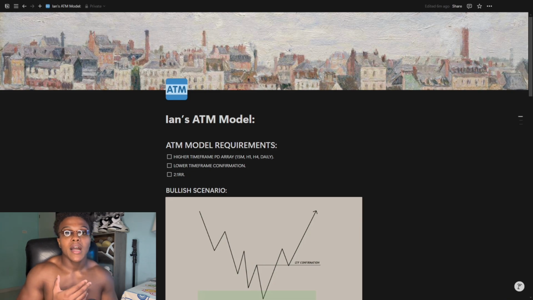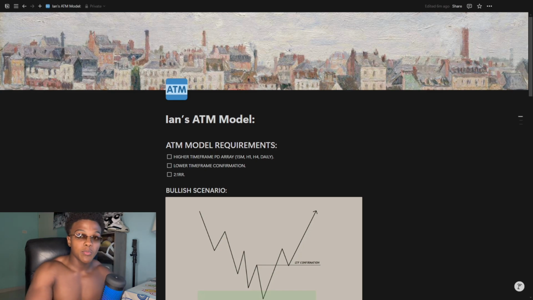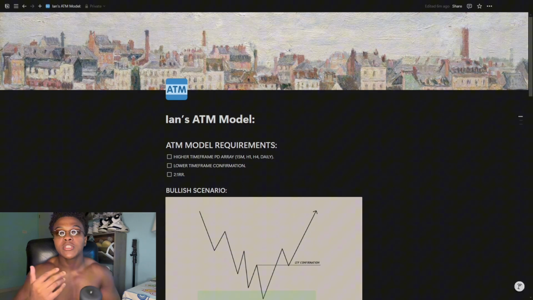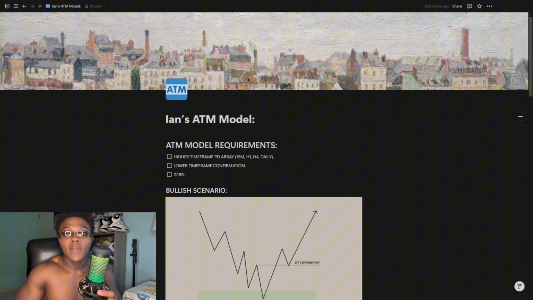Then I see if we tapped into maybe a daily fair value gap. Are we in a daily inversion? Are we in a daily order block? Did we fill in a new day opening gap? Did we fill in a new week opening gap? I check things like that. Did we sweep the previous day high? Did we sweep the previous day low? All of those things I'm checking because it's going to help me to have a higher time frame narrative on where price wants to go.